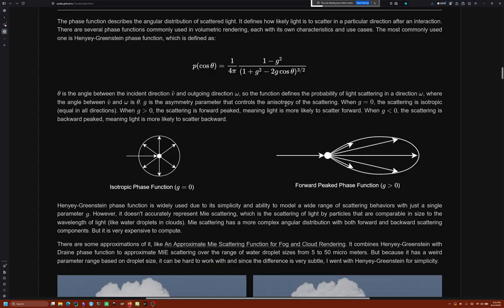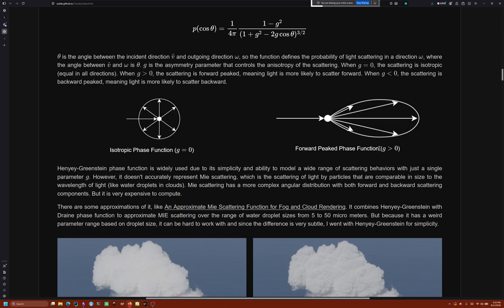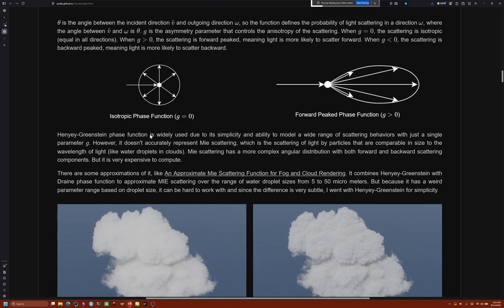G is the asymmetry parameter. It controls anisotropy. So when G equals 0, scattering is isotropic, meaning it has an equal probability of scattering in all directions. When it's greater than 0, it has a bias towards forward scattering. When G is less than 0, backwards, so that's what we're illustrating here.